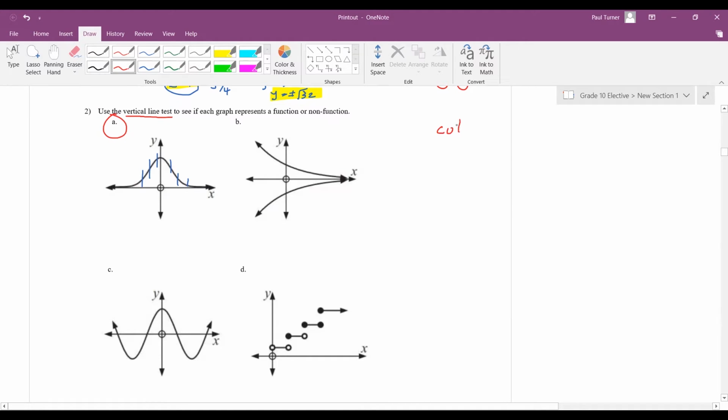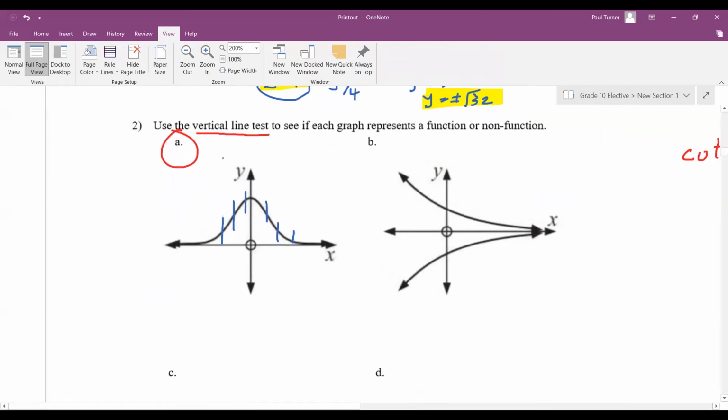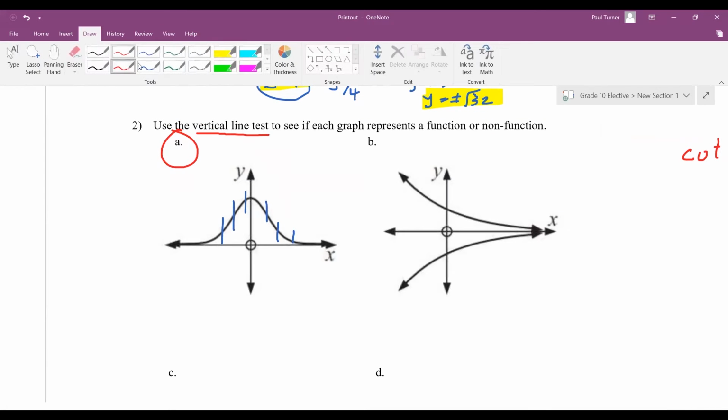If you cut the graph once, once only, that will be a function. So in question A, how many times do you cut this graph? One. Yeah, one. So that makes it a function, right? I should have reviewed that anyway. So yeah, that's a function then.